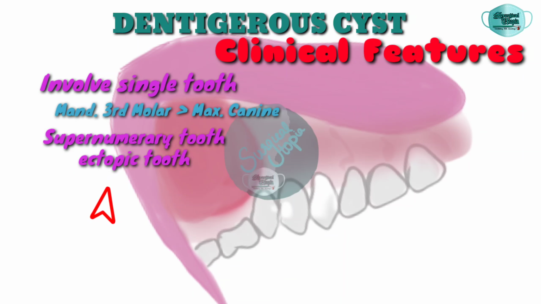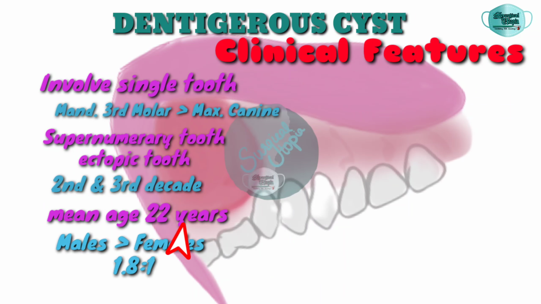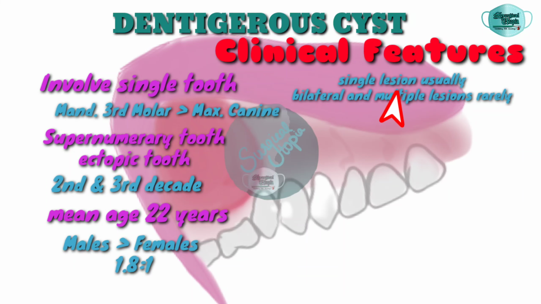Dentigerous cyst will occur most commonly in the second and third decades of life. Age presentation of the cyst ranges from 3 years to 57 years, with a mean age of 22 years, and males are found to be more affected than females, with a ratio of 1.8 to 1. The lesion presents usually as a single lesion, but bilateral and multiple dentigerous cysts may rarely be seen.